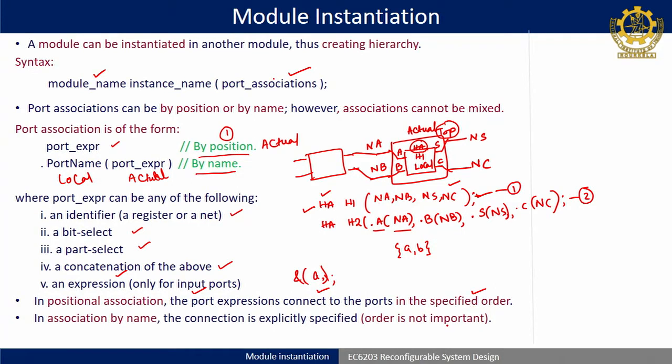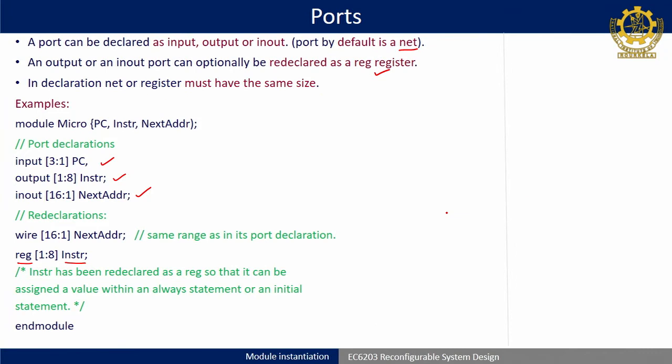In the associated by name case, order is not important, because you are associating individual modules. Whether you write A dot A(NA) first or last, it hardly matters. So, this is about module instantiation, this is about ports.